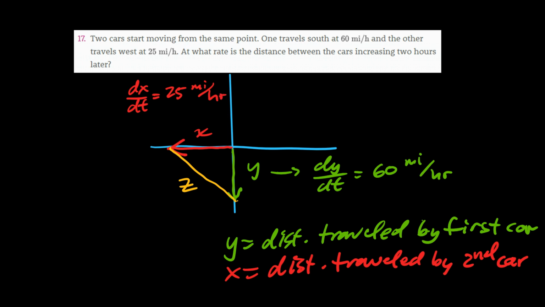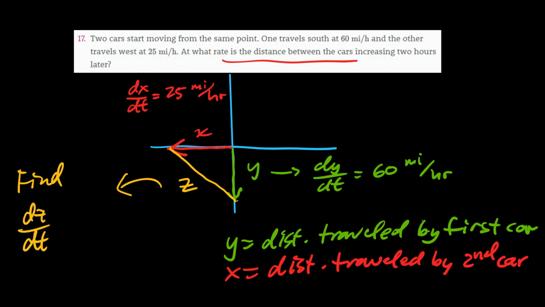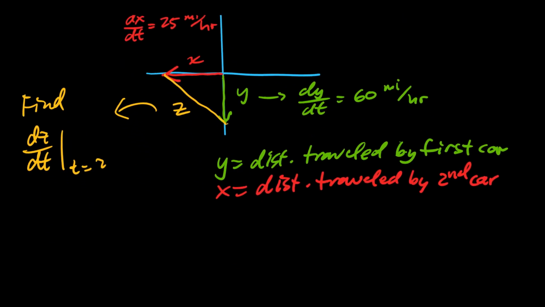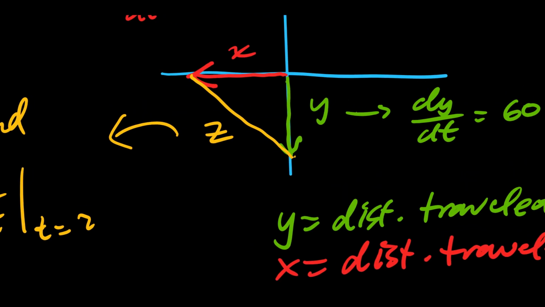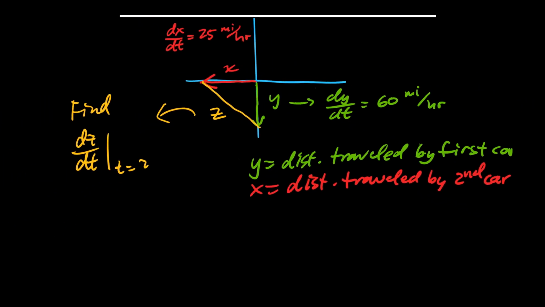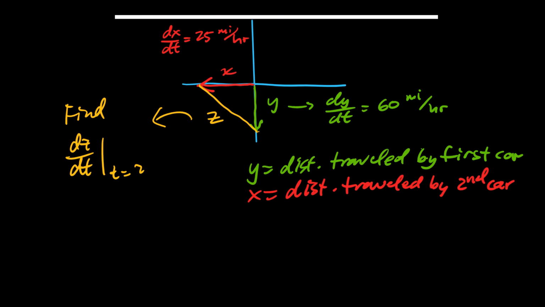So it says at what rate is the distance between the cars changing? We need to find dz/dt when t is 2. What's happening is the green line is changing and the red line is changing, and we have to find out how fast the yellow line is changing as those two are changing. So we need a relationship between z, x, and y.